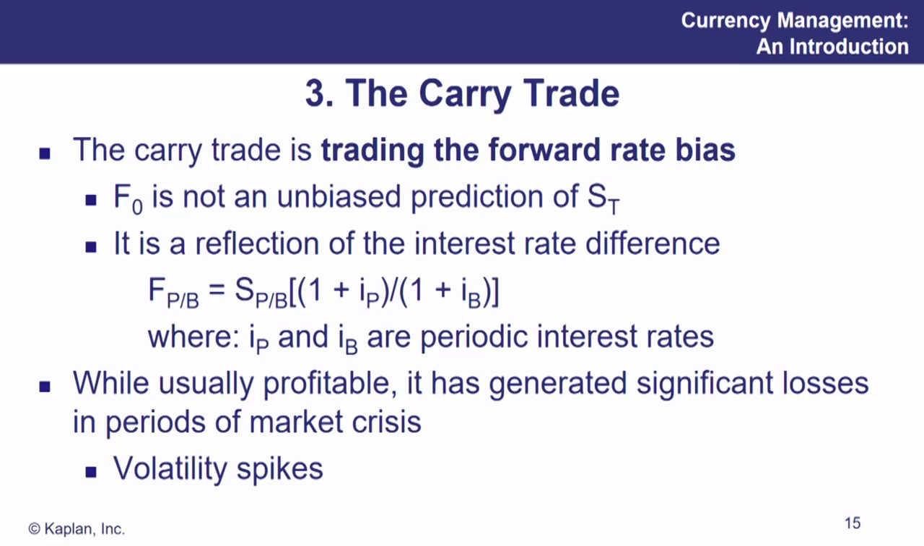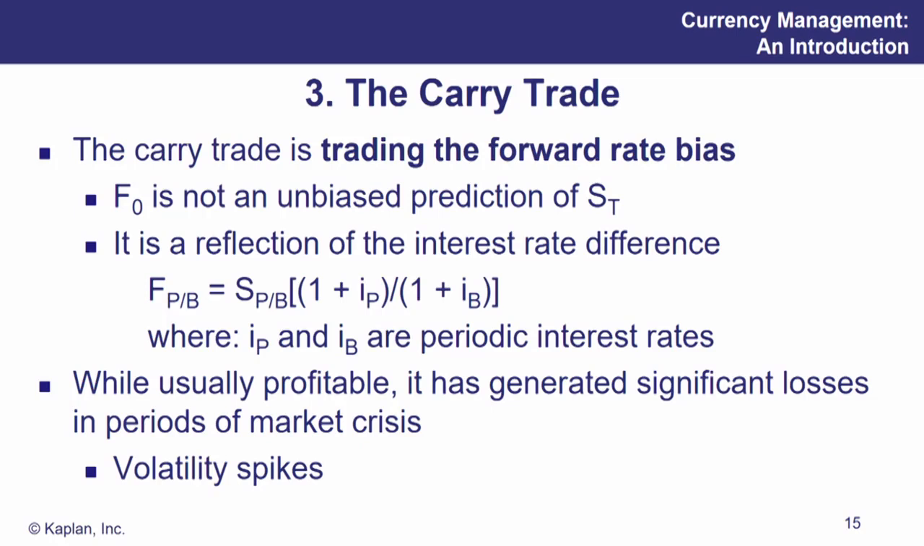So here, if we look at this equation, the forward price, P/B, pricing currency over base currency, is going to be equal to the spot price, price currency over base currency, multiplied by 1 plus the interest rate in the priced currency divided by 1 plus the interest rate in the base currency, where IP and IB are both periodic interest rates, whatever period of time we're looking to enact this trade over.